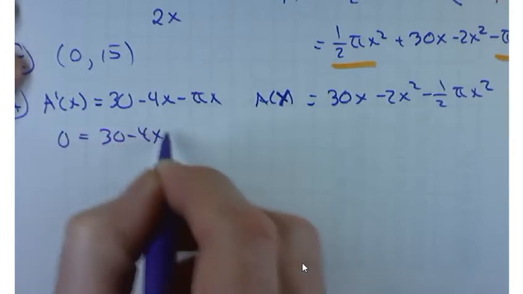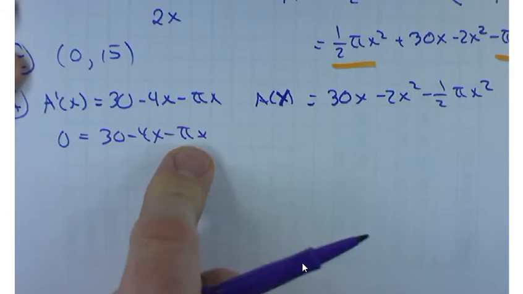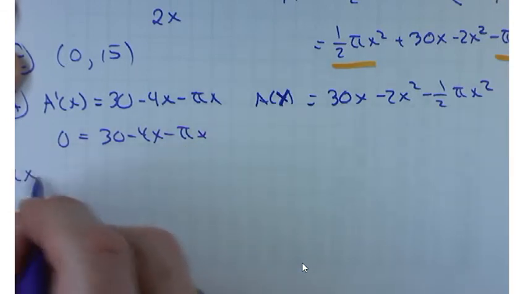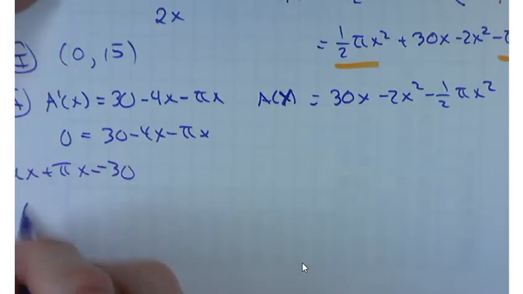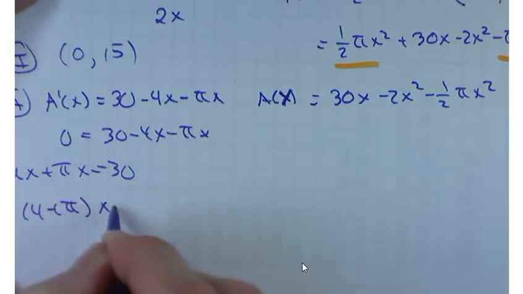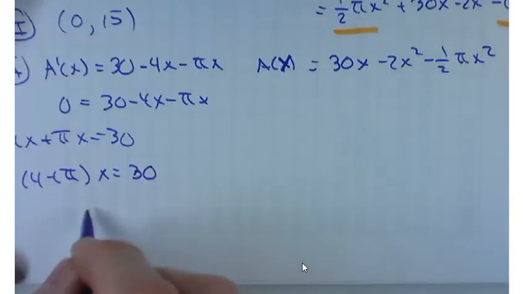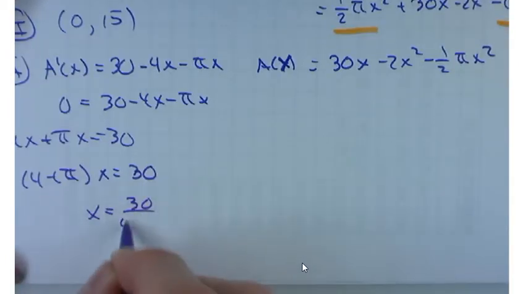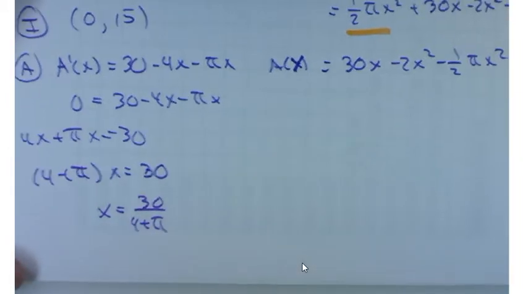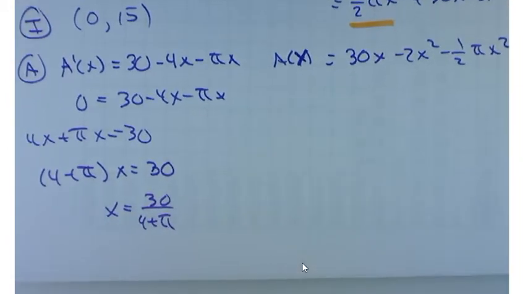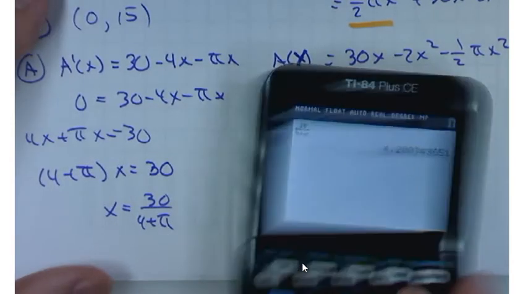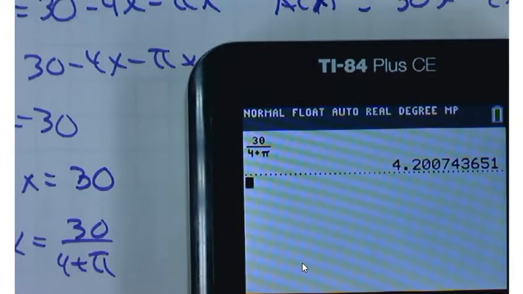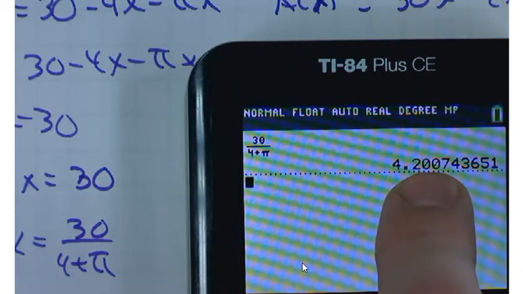30 minus 4x minus pi x. If I move these terms to the other side, then 4 plus pi x equals 30. X equals 30 divided by 4 plus pi. So that value of x should be the value of x that maximizes the area. You can calculate that on your calculator. Should be about 4.2 is what I'm getting.